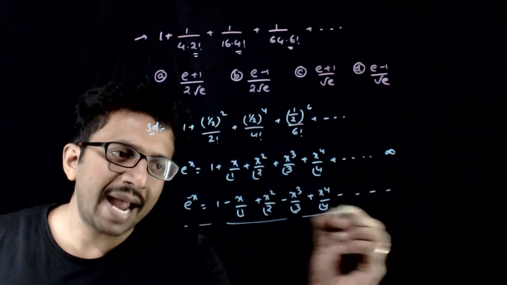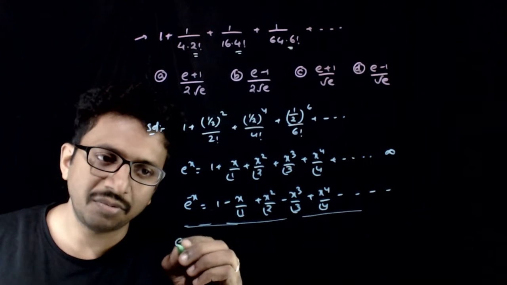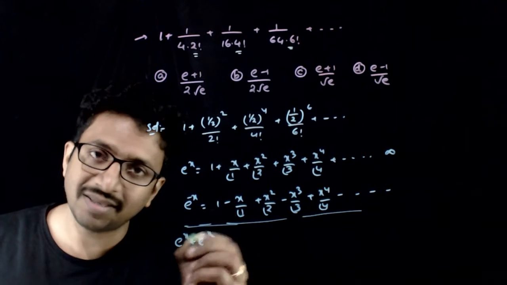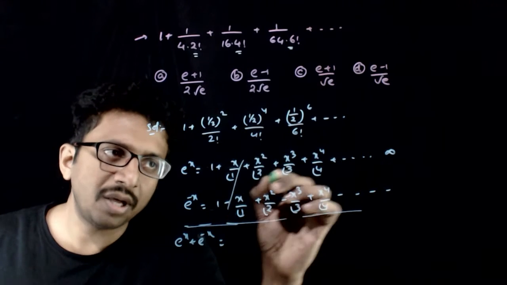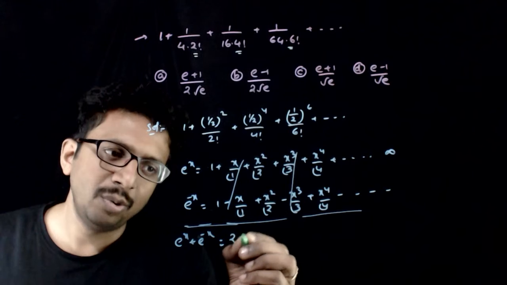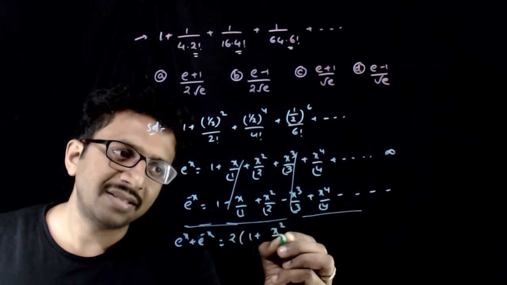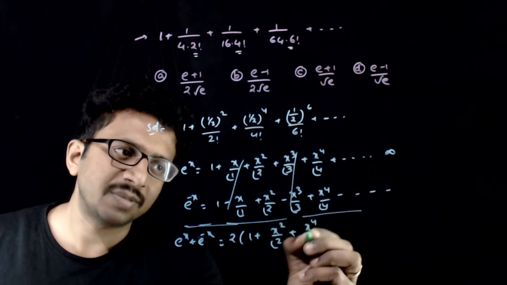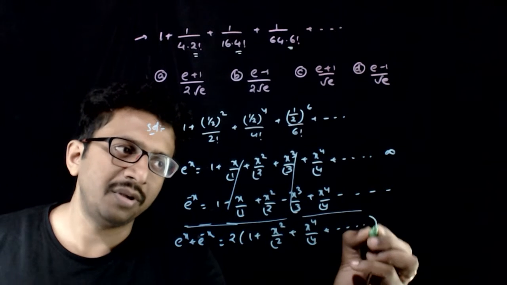Now what happens if you add these two? e power x plus e power minus x is equal to, if you add these two, the odd terms are getting cancelled. The odd powers of x are getting cancelled. So 2 times 1 plus x square by 2 factorial plus x power 4 by 4 factorial plus so on up to infinity.